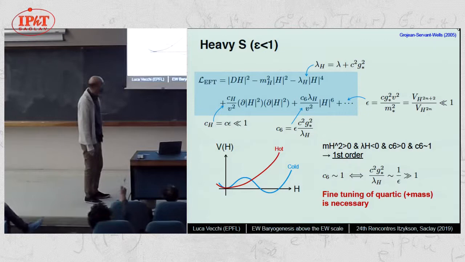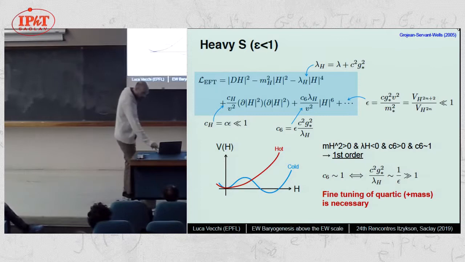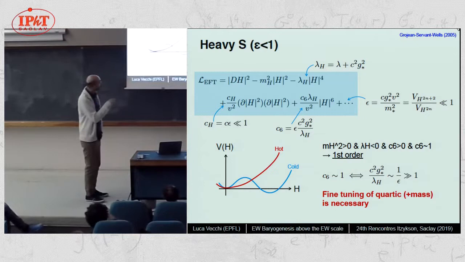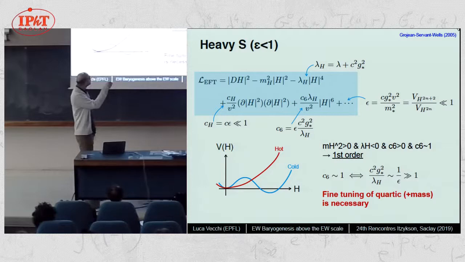No, no. I'm telling you that, in terms of the parameters that we have seen in the previous slide, these are the parameters that define this Lagrangian. So lambda h is that, and ch is this one. So this coefficient has to be much larger than that, in order to have a deformation, a node-wide deformation, which means tuning.